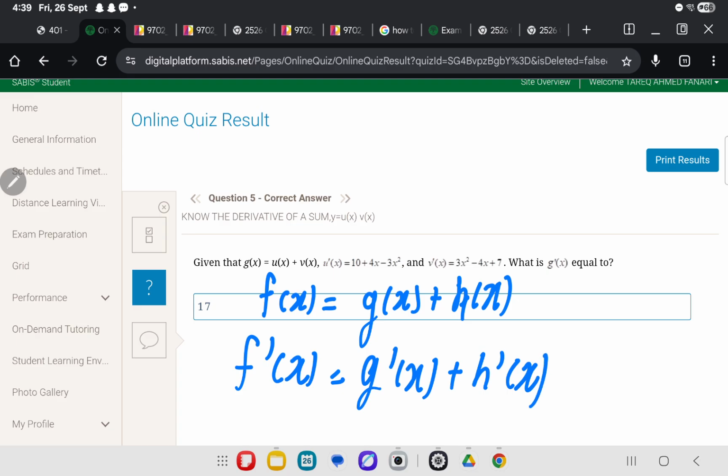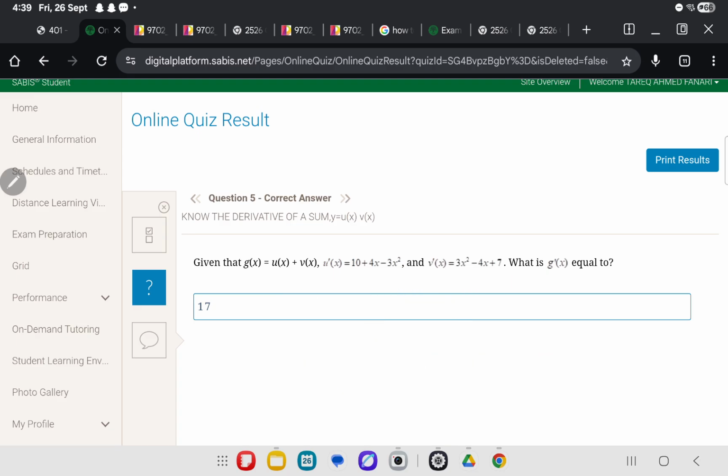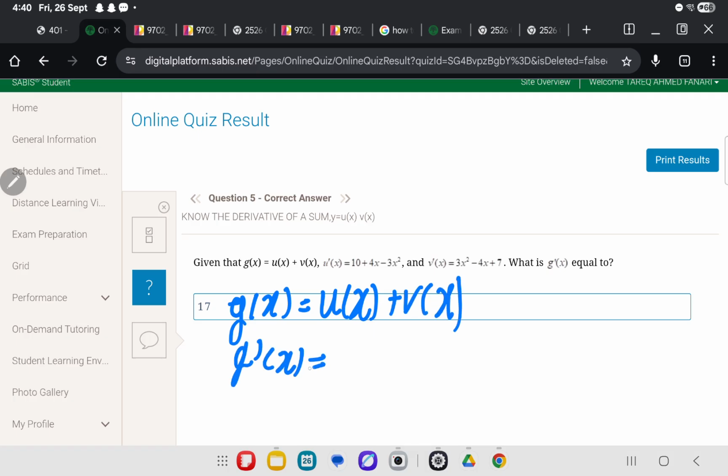Okay, this is just a general rule you should know. Now, applying this, we have g of x is equal to u of x plus v of x. That means g prime of x is going to equal u prime of x plus v prime of x. So this is now very easy, right? Because we have u prime, we have v prime, and we want g prime. So how do we do this?